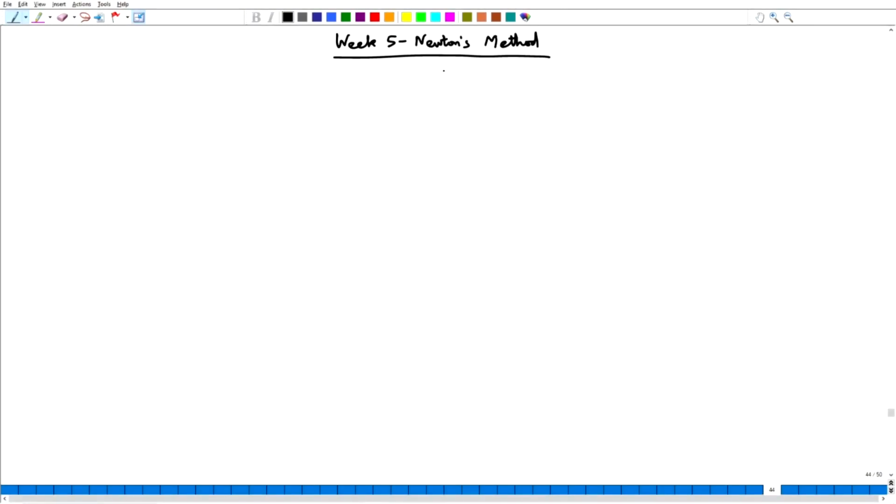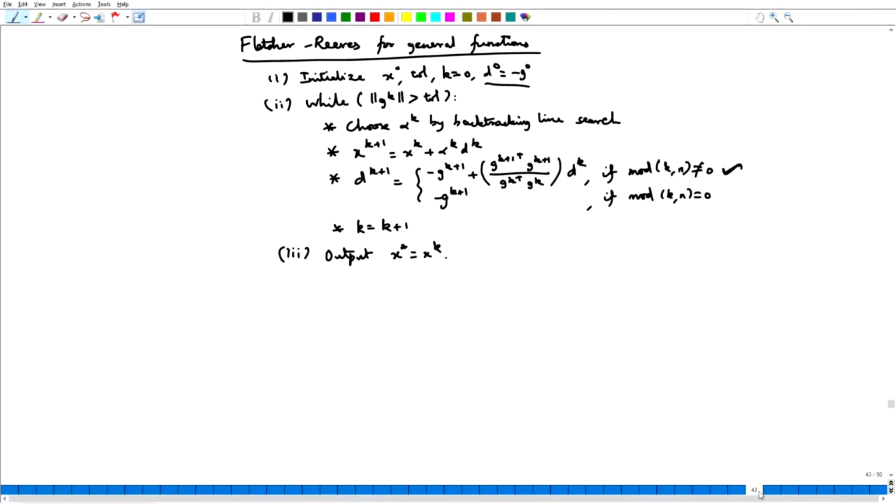So, Newton's method is slightly different when you compare it with the gradient descent and the conjugate gradient algorithms. Okay. So, maybe before starting with Newton's method, I would like to go through what we discussed at the end in the last class, the Fletcher-Reeves algorithm for general functions, right. So, one thing that I did not do at the end of the previous lecture was to give an example for Fletcher-Reeves algorithm for general functions.